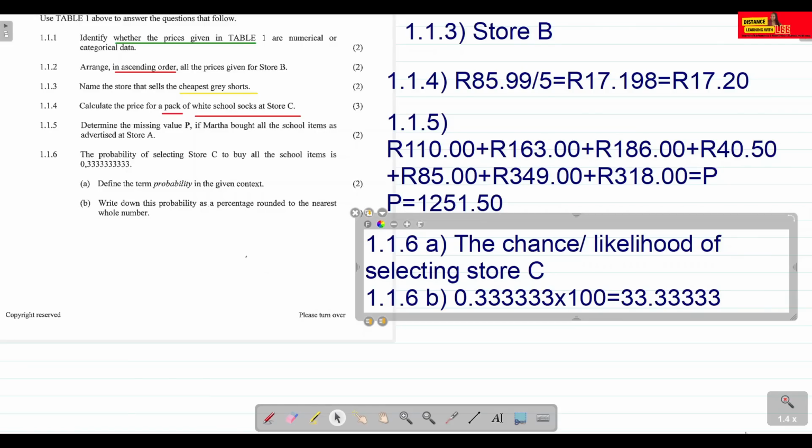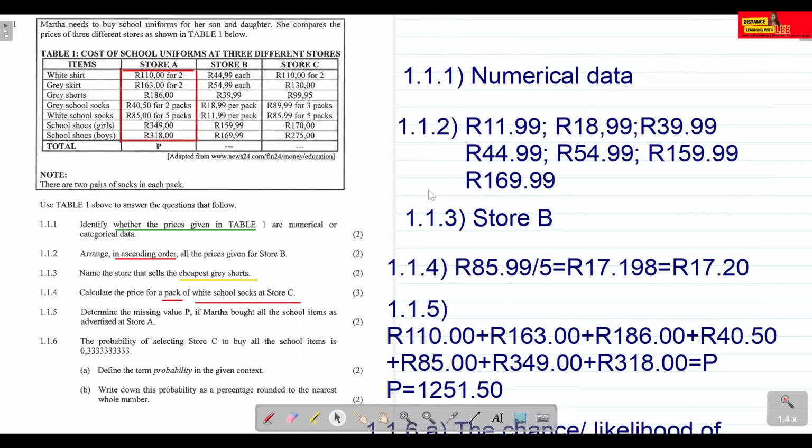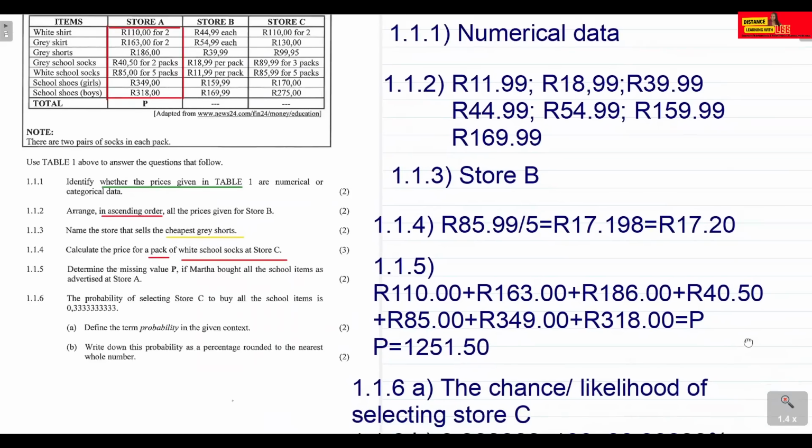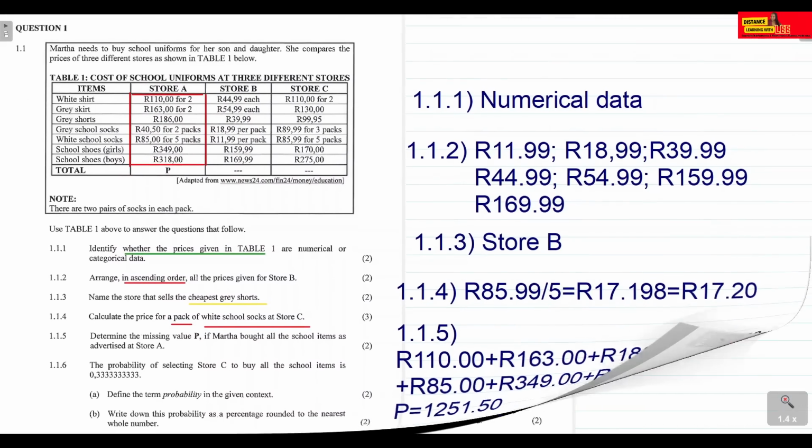33.33333. Don't forget we're calculating percentage, so it's going to be percent. However, they asked you to round to the nearest whole number. If you're rounding it off to the nearest whole number, that means that we don't want to have any decimals, so our answer is just going to be equal to 33%. And we are basically done with question 1.1. So let's just have a look at question 1.